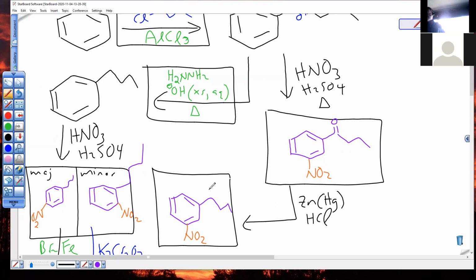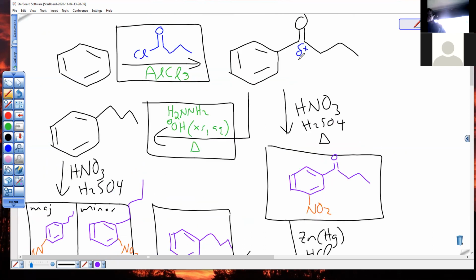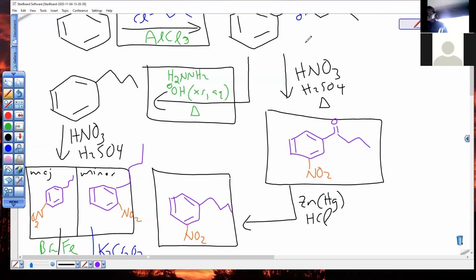In meta, you want to reduce the carbonyl after you've put the second group on. Why? Well, the carbonyl is a meta director, and if you want the meta groups, you better put the meta director on, take advantage of its meta directedness, and then reduce it using either the Wolff-Kishner here or the Clemmensen here. Both are good methods.